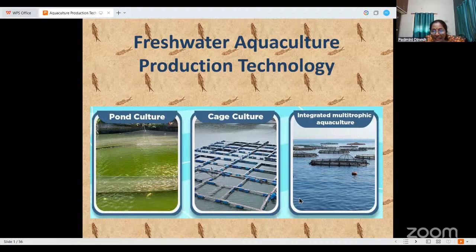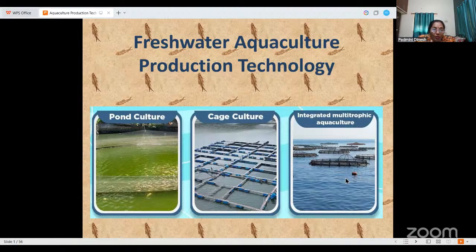If you can see the image over here, you can have a small place just behind the backyard, or even if you have a small land in your villages, you can do this pond culture. If you have big areas in the wild, you can do this culture. And also sometimes you can use integrated aquaculture. What do you mean by integrated aquaculture? When we are talking about aquaculture, we are not just talking about fishes.